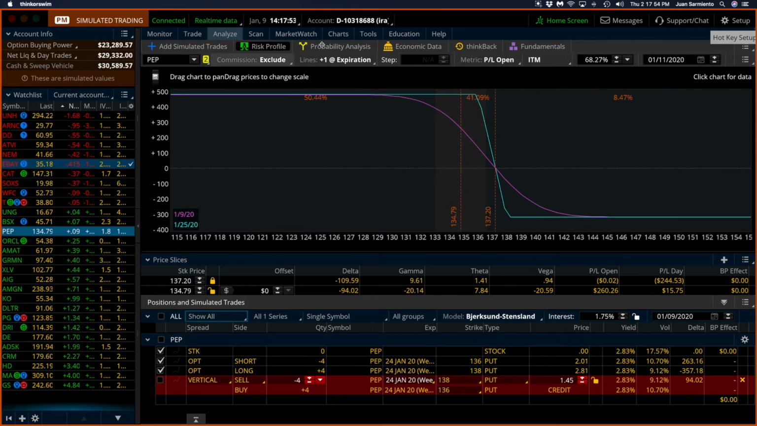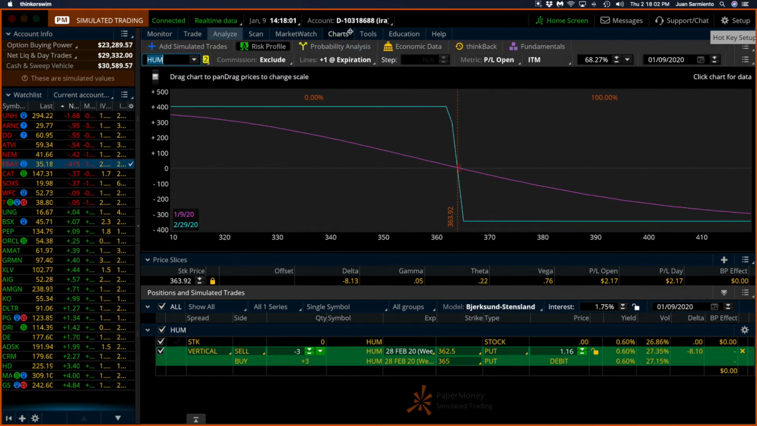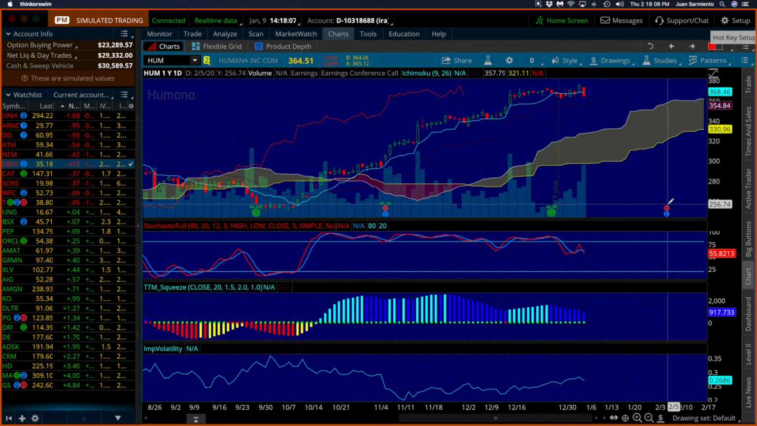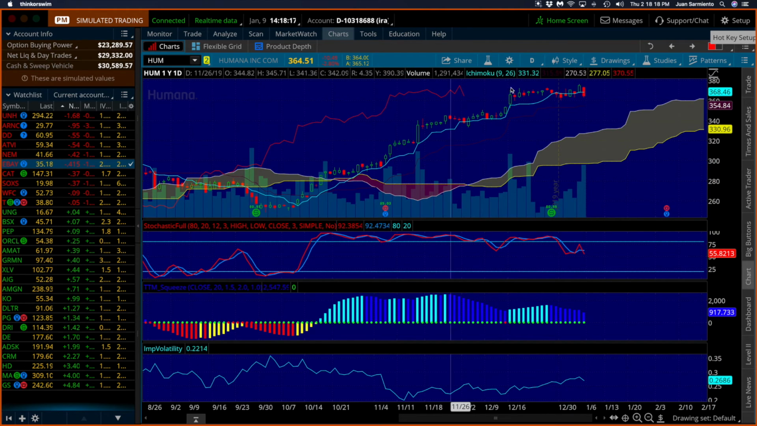Okay, here I am proposing 2 trades. One is on Humana. 2 new trades. This is another bearish trade. Let's look at the chart. Okay, I'm very bearish on it. They have earnings coming up. And if you make your profits before February the 5th, you will get out. But you could potentially stay on it.